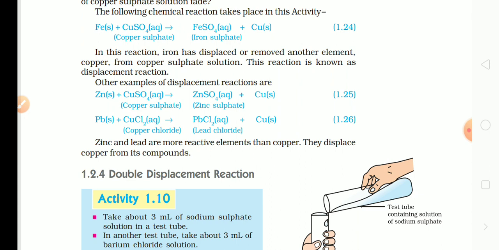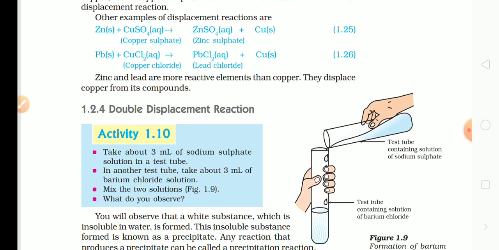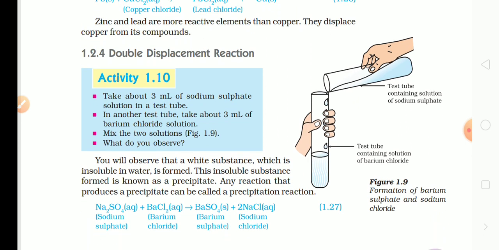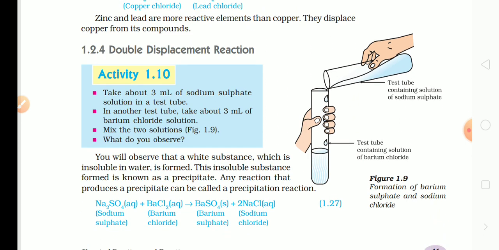Happening between metal compounds. It is called double displacement reaction. Okay, and in order to make that concept more clear, you can see there is an activity. Take about 3 ml of sodium sulfate solution in a test tube.